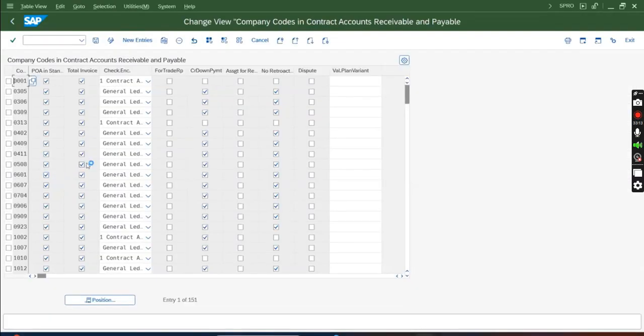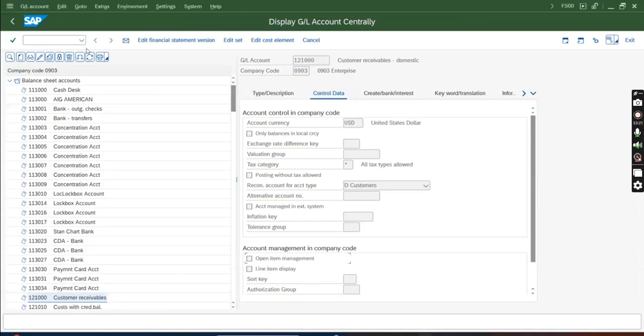Now I will add my company code into FICA. See, I have 151 company codes which are in FICA, and in total how many company codes are created?